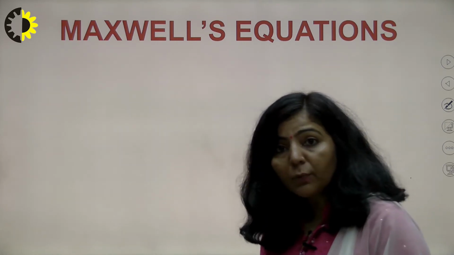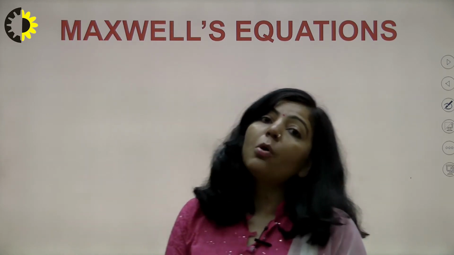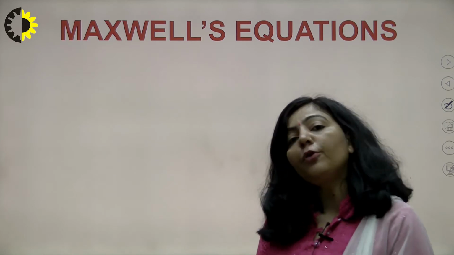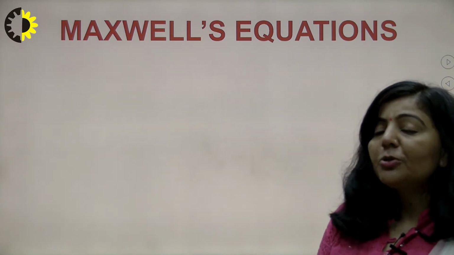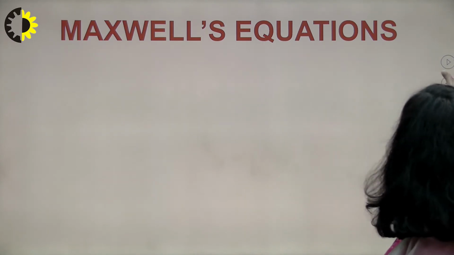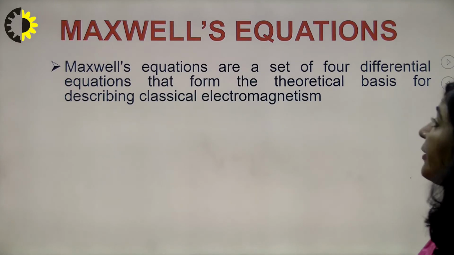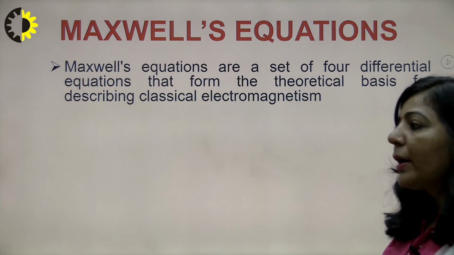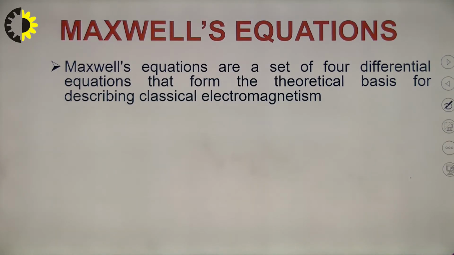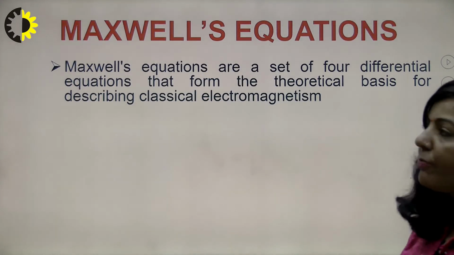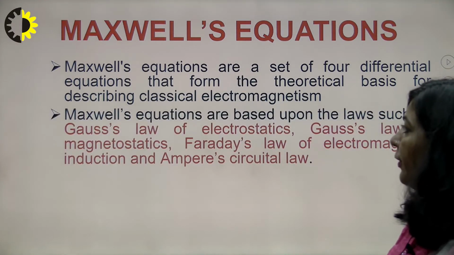So what are Maxwell equations? Actually, Maxwell equations are nothing new. That is only the differential form of four different laws of electrostatics and magnetostatics. So as I mentioned here, Maxwell equations are a set of four differential equations. Actually Maxwell equations are differential equations that form the theoretical basis of describing classical electromagnetism. So these equations are the base of electromagnetic field theory.